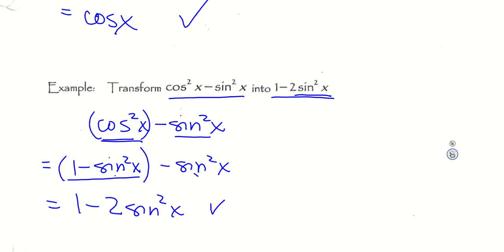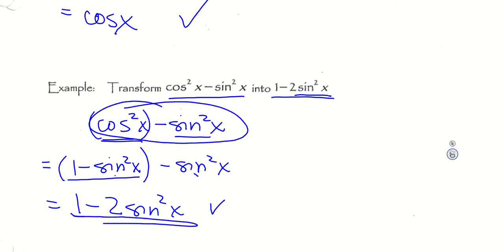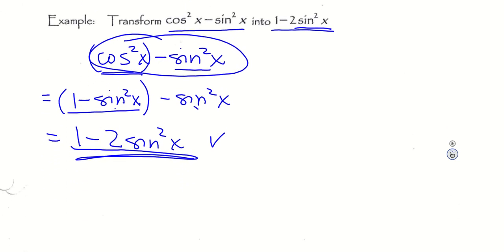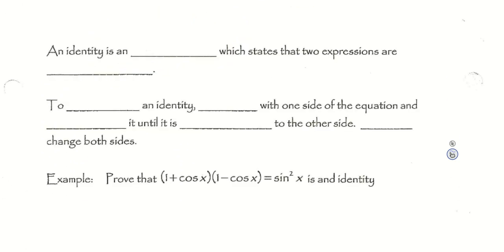And I have transformed. I went from cosine squared of x minus sine squared of x into 1 minus 2 sine squared of x. That's where I ended up. Okay? So that's the idea. Let's go and look at something else.